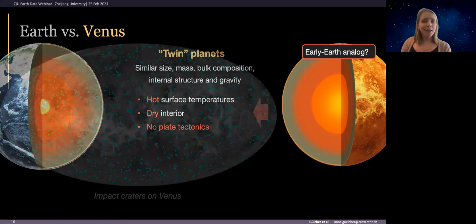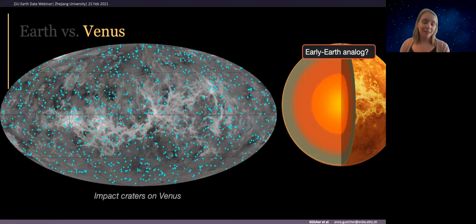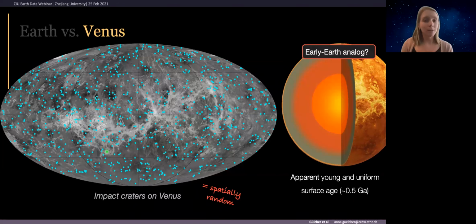And one of the most striking observations on Venus, at least from my point of view, comes from the number and distribution of impact craters on its surface. And this is shown here on the left. There are relatively few impact craters on the Venusian surface in comparison with other planetary bodies, which could suggest that the surface age is relatively young. And moreover, their spatial distribution cannot be distinguished from a random distribution. And this is often interpreted to mean that the Venusian surface is apparently young and uniform in terms of surface age, estimated at only a few 100 million years old.